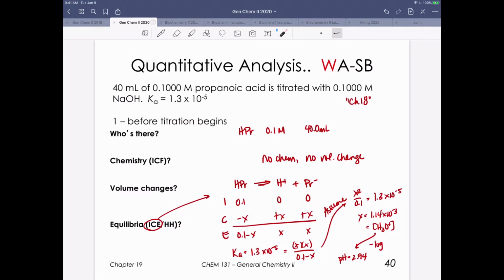This is not a buffer solution right now. It's just a solution of a weak acid. So there's 0.1 molar there. So some of this is going to dissociate and make some of the conjugate base and our H+. We complete our ice table with our equilibrium values and put those into our equilibrium expression to solve for X.